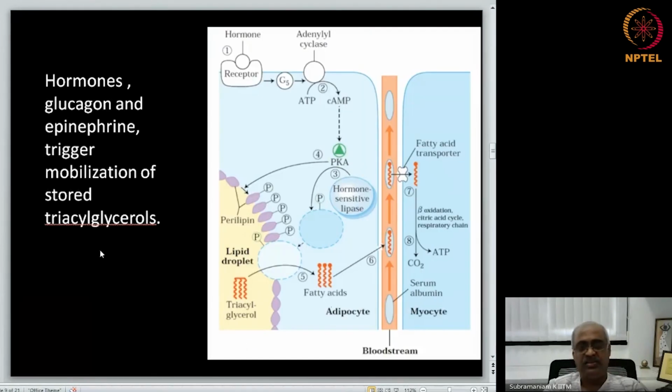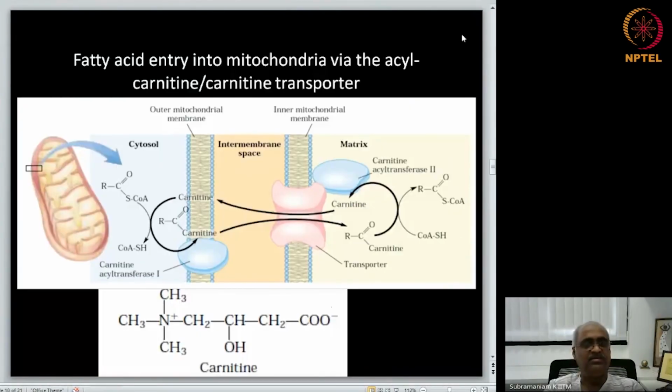This fatty acid, when it comes into the cytoplasm, needs to enter into mitochondria. And as you know, mitochondria has an outer membrane and an inner membrane, and the matrix is where the TCA cycle happens. Beta oxidation also happens in the matrix. So the fatty acid has to cross these two membranes of mitochondria, and that happens via the carnitine cycle.